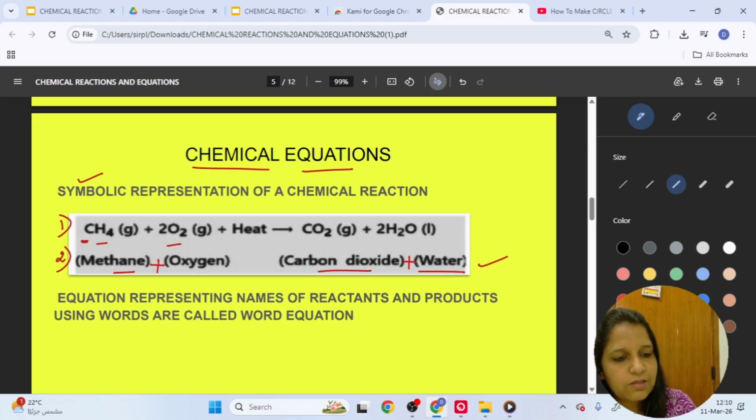तो ऐसी इक्वेशन को हम क्या बोल देते हैं? We call it as word equation. सो एग्जाम में पूछते हैं या तो वर्ड इक्वेशन को आपको सिंबॉलिक इक्वेशन में कन्वर्ट करना होता है या सिंबॉलिक इक्वेशन को वर्ड इक्वेशन में कन्वर्ट करना होता है. सो दिस शुड बी क्लियर टू यू दैट व्हाट इज सिंबॉलिक representation of a chemical reaction or what is word equation. Now the same equation, how can you represent in the form of symbols? CH4 is nothing but methane, O2 is oxygen, and when it reacts with the absorption of heat, it gives carbon dioxide and water.